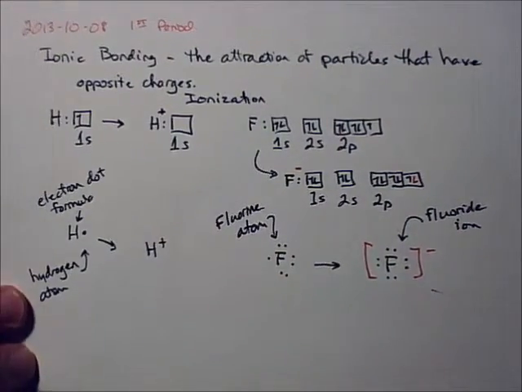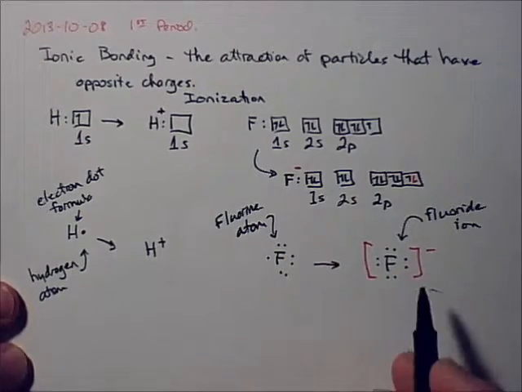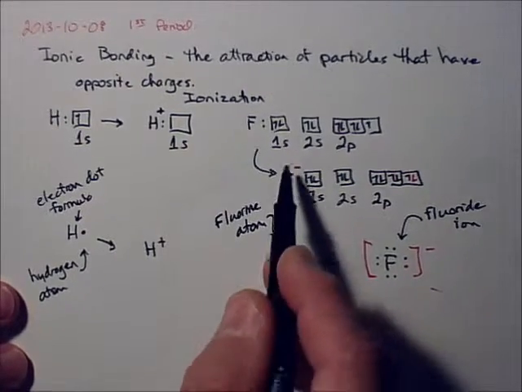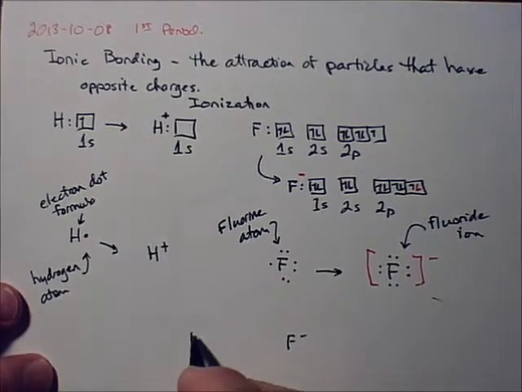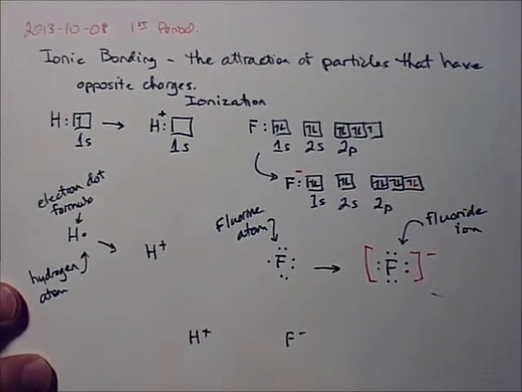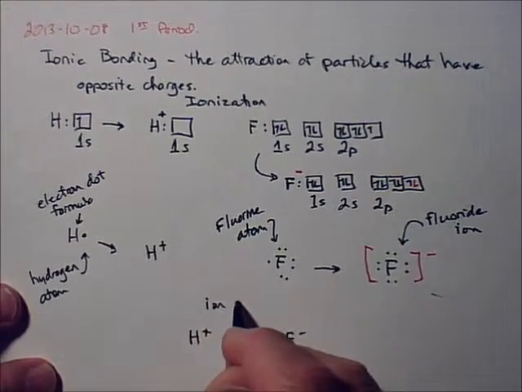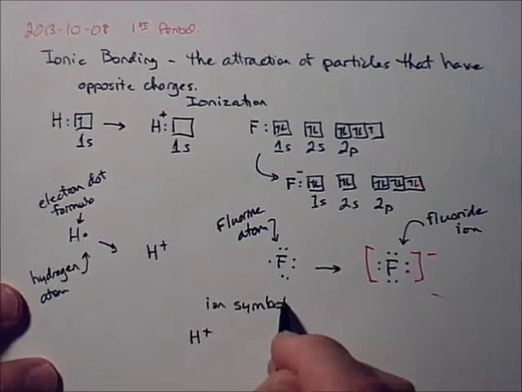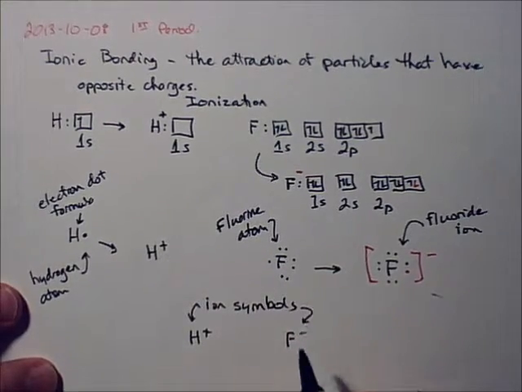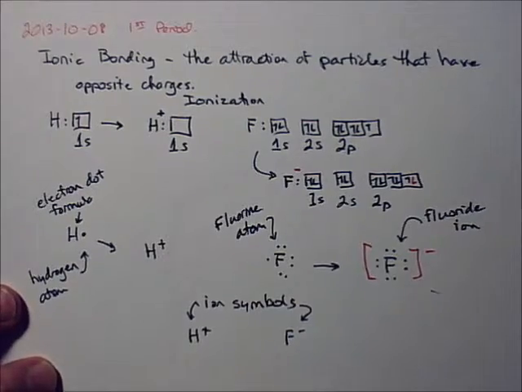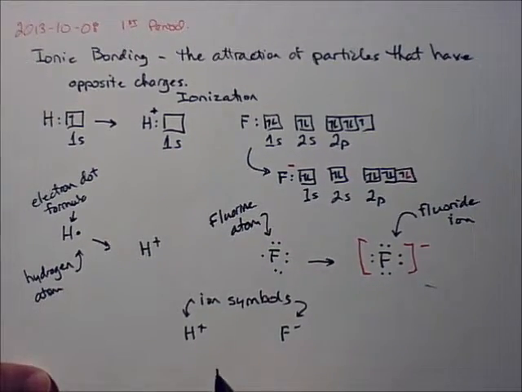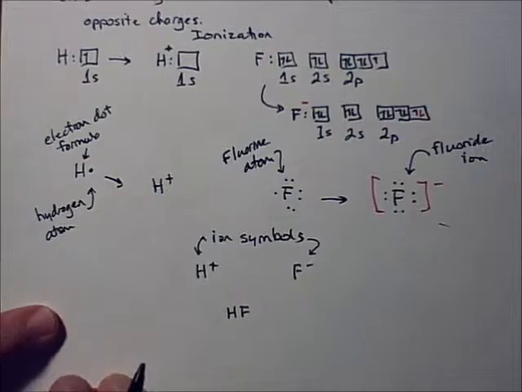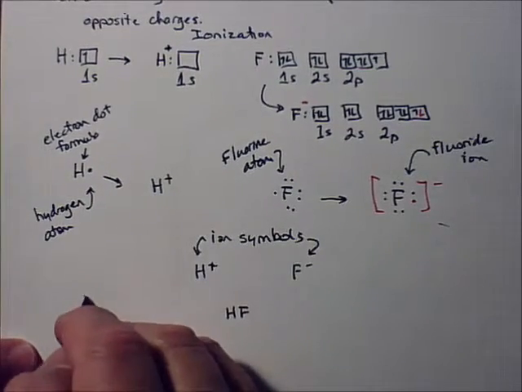Now that we've got an ion, let's just write the ion symbol. The ion symbol is simply this part right here. So here's the ion symbol for fluorine, or fluoride. Here's the ion symbol for the hydrogen ion. So these are ion symbols. And if I have a plus charge and a negative charge, it evens out. That makes sense? One negative, one positive, and they'll form a compound like this. So this is an ionic compound now.